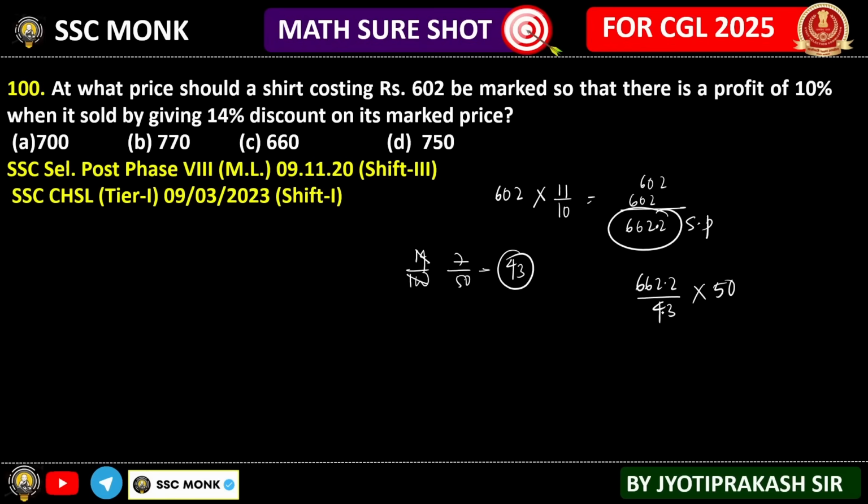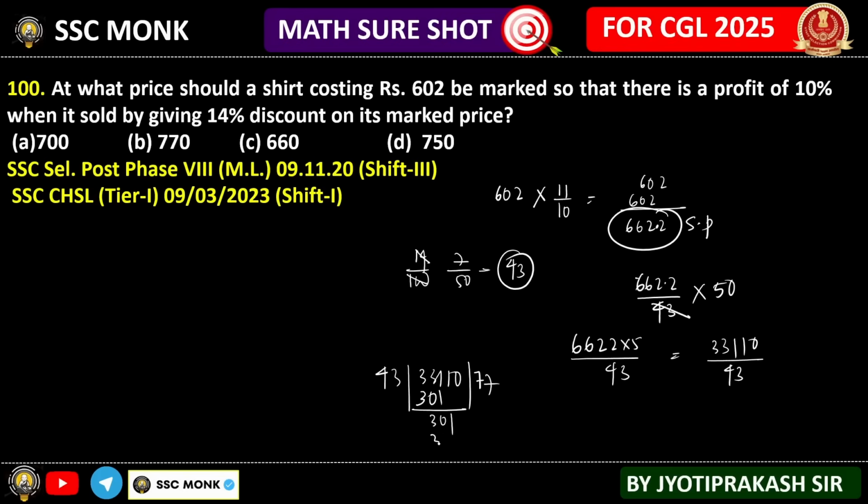Now this can be written as 662.2 into 50 divided by 43, that is 33110 divided by 43. 43 sevens are 301, again 7, 301, done, zero. So what is the marked price? That is 770.